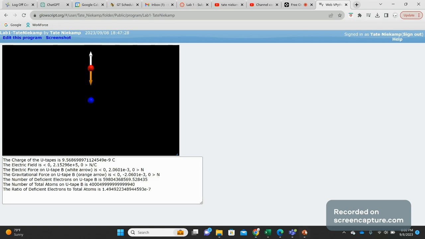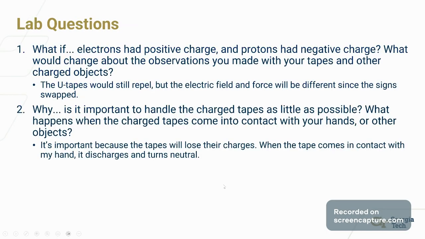So then jumping into my presentation again, going over the last two questions. If electrons had a positive charge and protons had a negative charge, what would happen? The U-tapes would still repel each other, but the electric force and the field will be different since the signs swap.